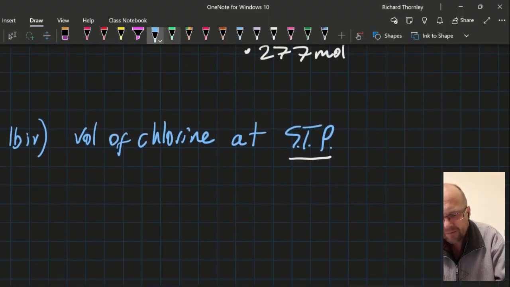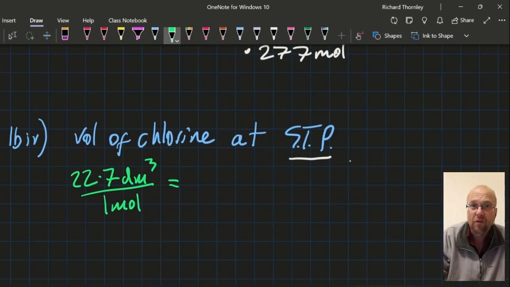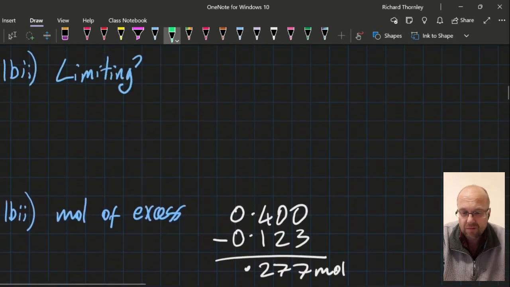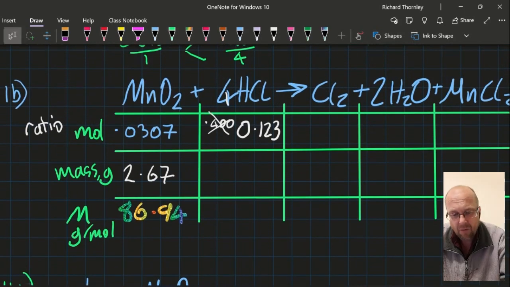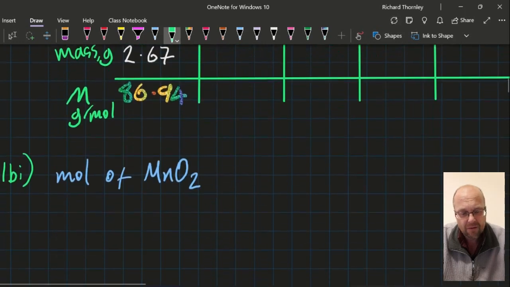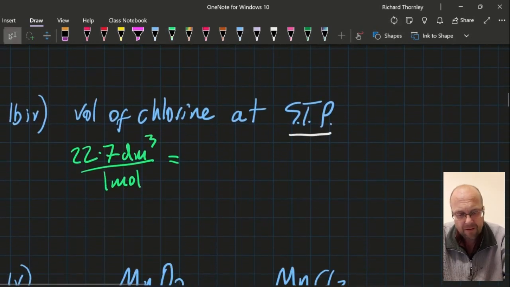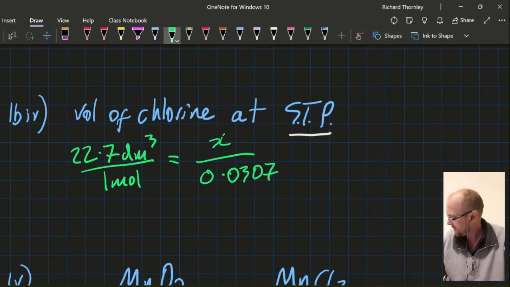So I know that 22.7 decimeters cubed of any gas is 1 mole. Well, how many moles of chlorine do I have? If I had 22.7 decimeters cubed of chlorine, the answer is 1 mole. Okay, so I know that 1 is to 0.0307, as 1 is to 0.0307. So I know how many moles I've got. I've got 0.0307, and this value x will give me the volume of chlorine.